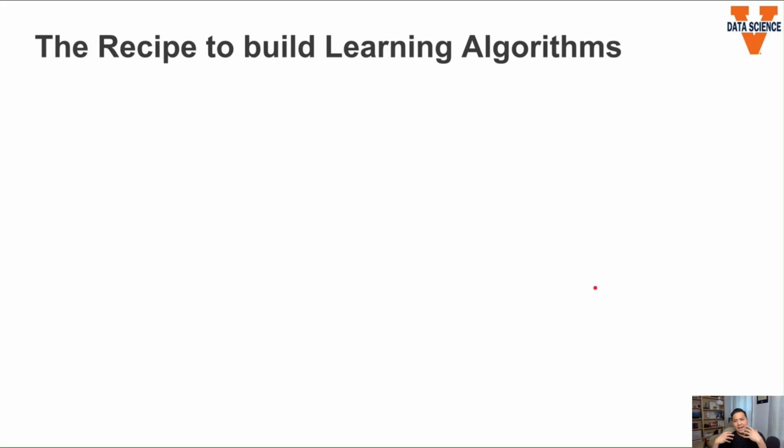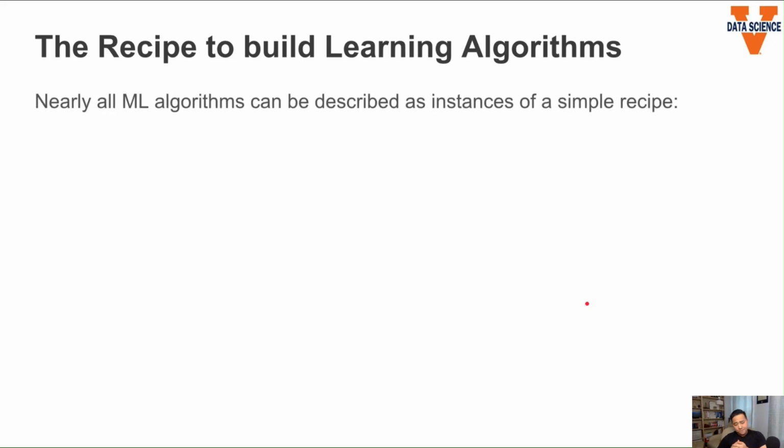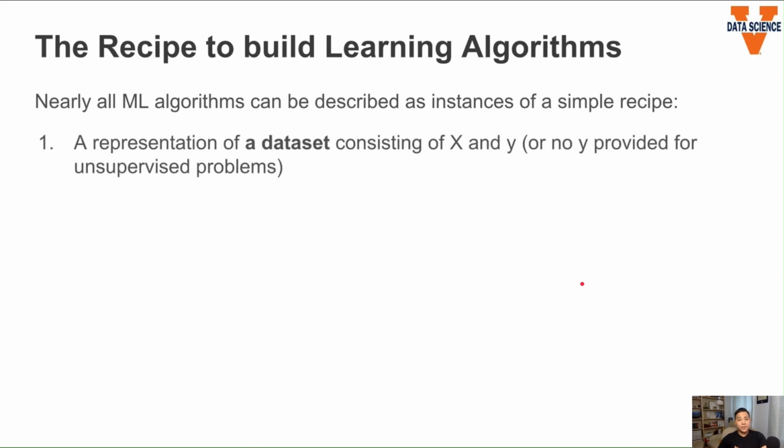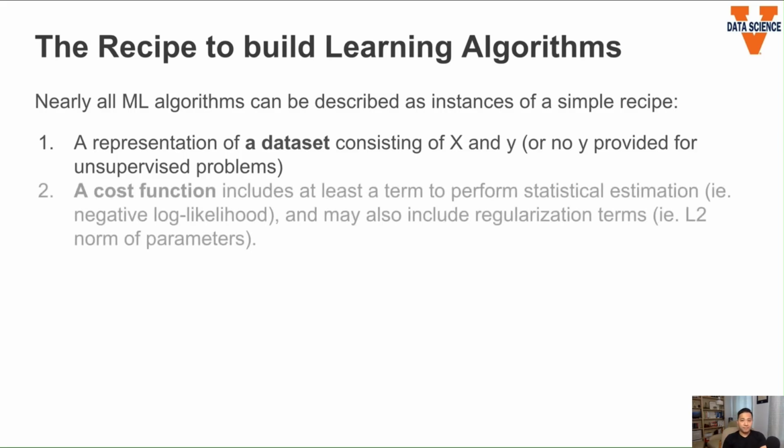So let me summarize by adding a recipe to build your learning algorithms. Many machine learning algorithms can be described as an instance of a very simple recipe. You're going to need four things. Number one, you need a representation of a data set consisting of the data X and some label Y. In an unsupervised problem, there'll be no Y provided. Second, you need a cost function. The cost function that you saw earlier, like the MSE or negative log likelihood, gives you some term for statistical minimization or estimation. And you can also include some regularizer terms in there, like the L2 norm terms for the parameters.